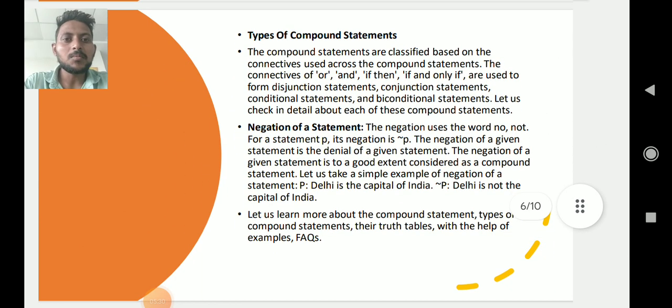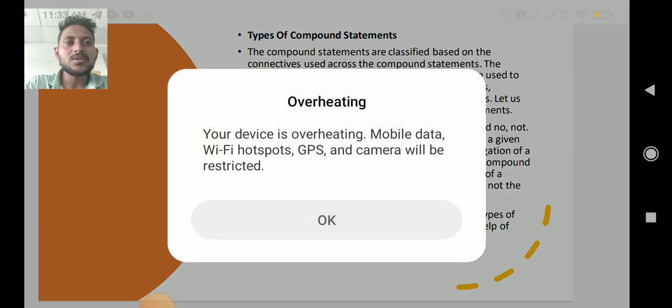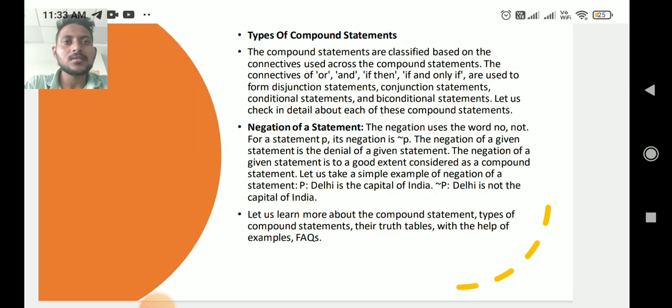Types of compound statements. The compound statements are classified based on the connectives used across the compound statements. The connectives or, and, if then, if and only if are used to form disjunction statements, conjunction statements, conditional statements, and biconditional statements. Let us check each of these compound statements in detail.